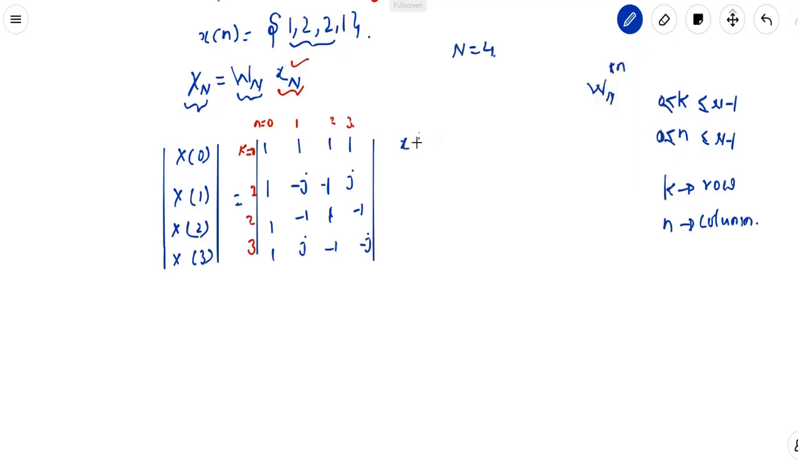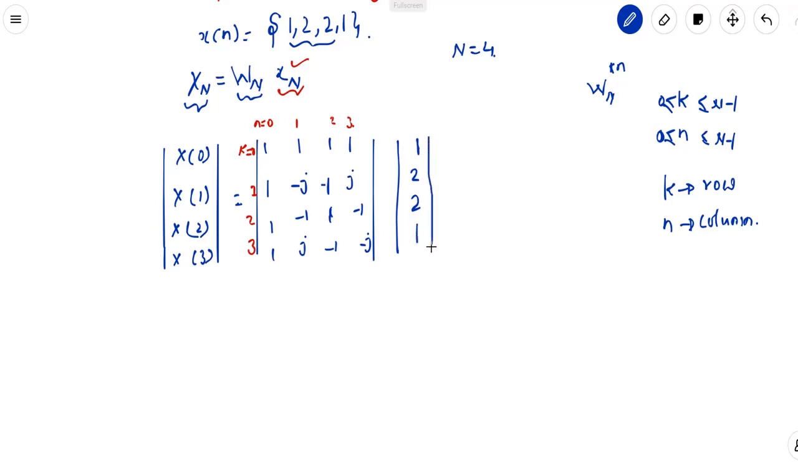So this is x of 0, x of 1, x of 2 and x of 3. Now we will substitute the values. In place of x of 0, I'm substituting 1, and in place of x of 1, I'm going to substitute 2. In place of x of 2, I'm going to substitute 2. In place of x of 3, I'm going to substitute 1.